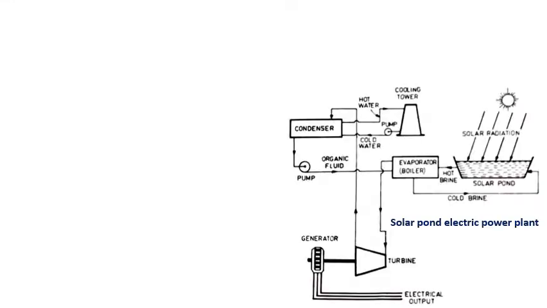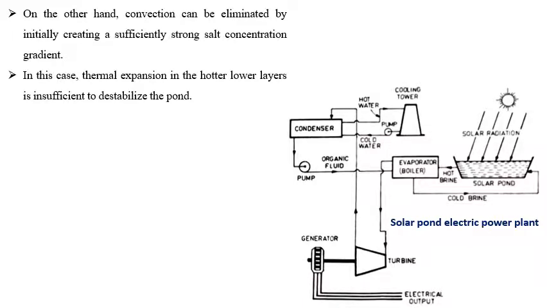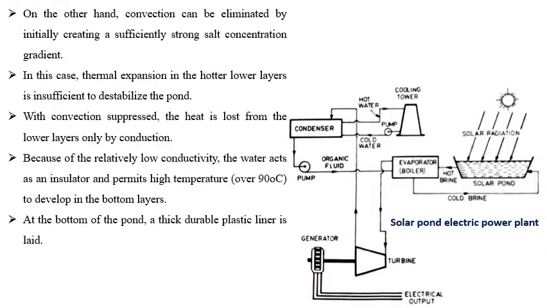Using such a solar pond, we can generate power. Convection can be eliminated by initially creating a sufficiently strong salt concentration. In this case, thermal expansion in the hotter lower layers is insufficient to destabilize the pond. With convection suppressed, heat is lost from the lower layers only by conduction. Because of its relatively low conductivity, the water acts as an insulator and permits temperatures over 90 degrees centigrade to develop in the bottom layers.